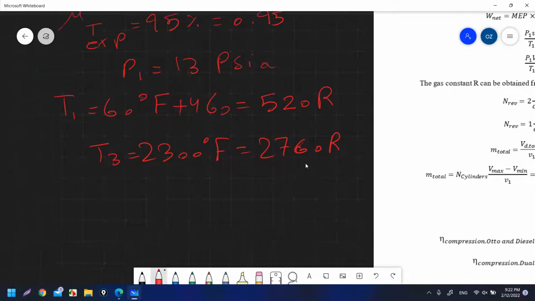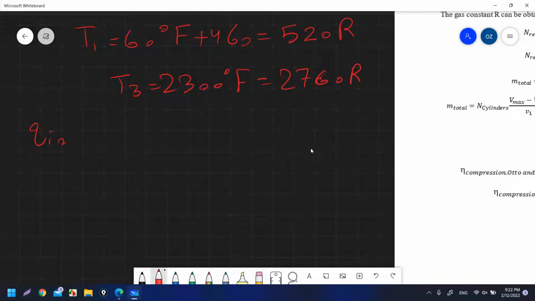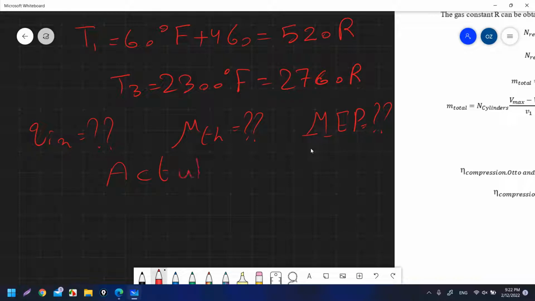We need to find the Qn, thermal efficiency and mean effective pressure, but using variable specific heat. Okay, and we will say it is the actual Otto cycle, and we will use the variable specific heat.